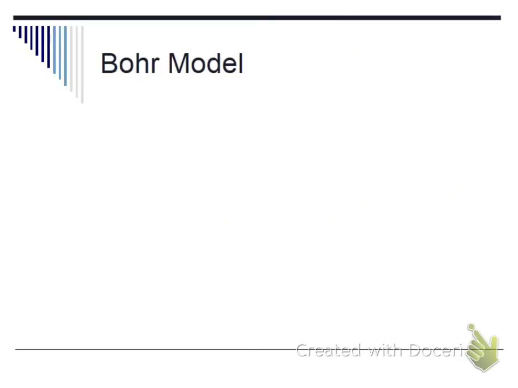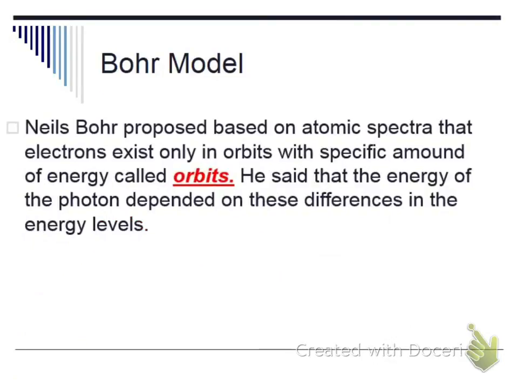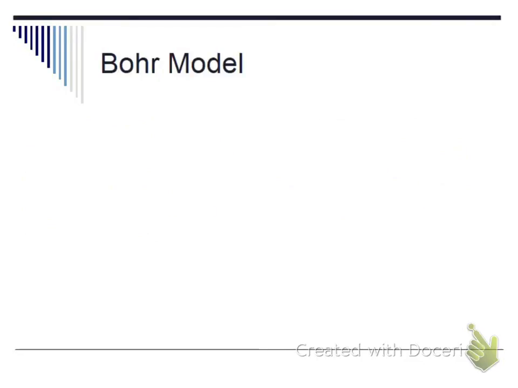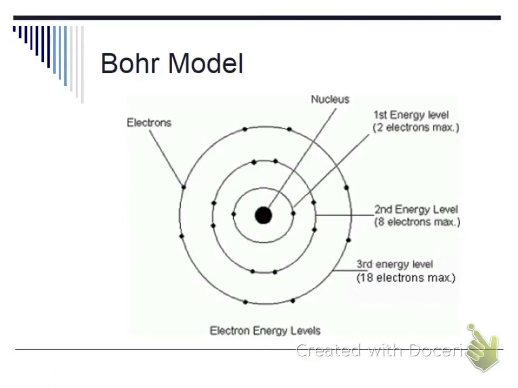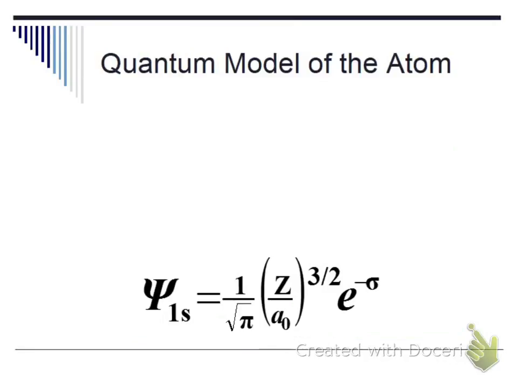So we talked about the Bohr model last unit, and we said that Bohr proposed that electrons are in specific energies called orbits, and he said that the energy of the photon is the difference in these energy levels. So that was the Bohr model. We also said that the problem with the Bohr model is that it only worked for hydrogen. So that led them to come up with a different model, which we'll talk about here in a second. That's just showing you the energy levels like we looked at last time, just to refresh your memory.